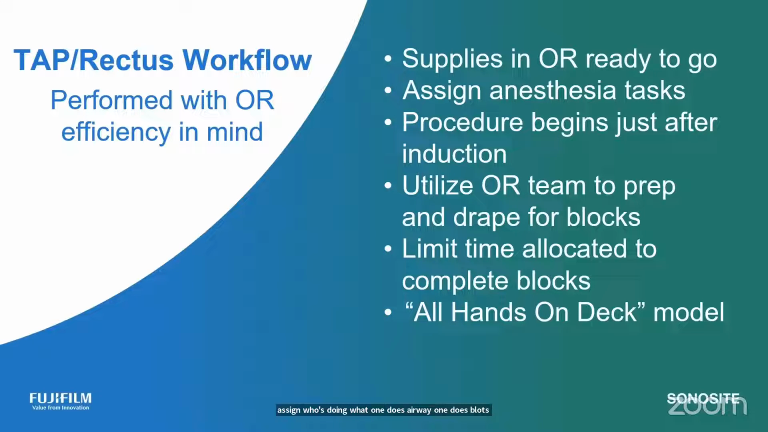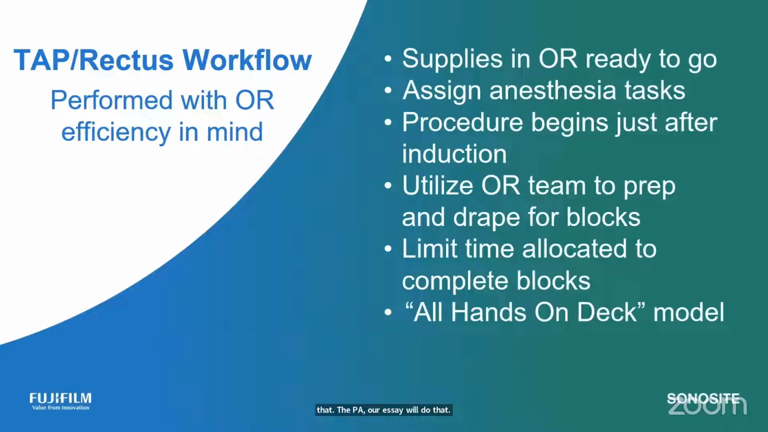So what we'll do is we'll induce the patient, and then we'll utilize the OR team to prep and drape for the block immediately after the patient's asleep. I know in anesthesia we're taught the airway first, but we can definitely work in parallel. They don't have to disturb us. They're not moving the patient dramatically. So we can prep and drape for the block just after we've gone to sleep. And usually we utilize our OR team for that. The PA or SA will do that, the resident, whoever's in the room at that time.